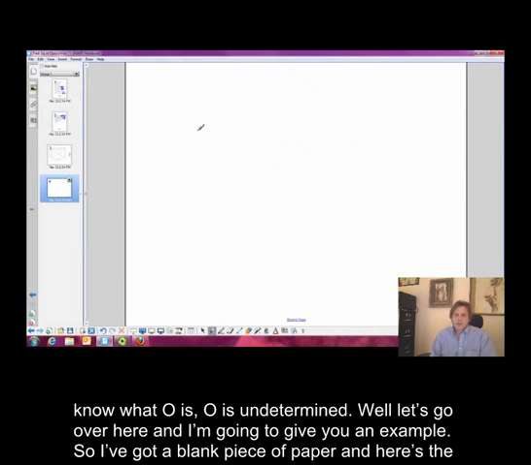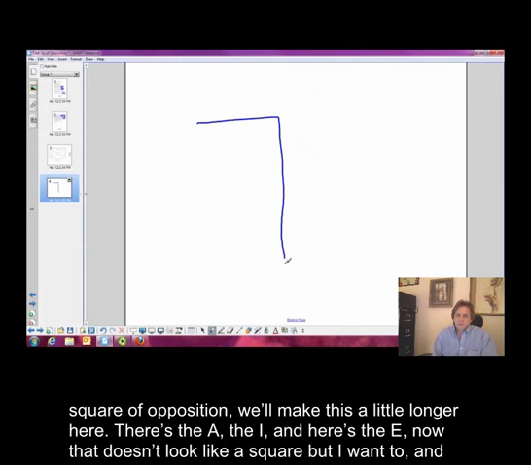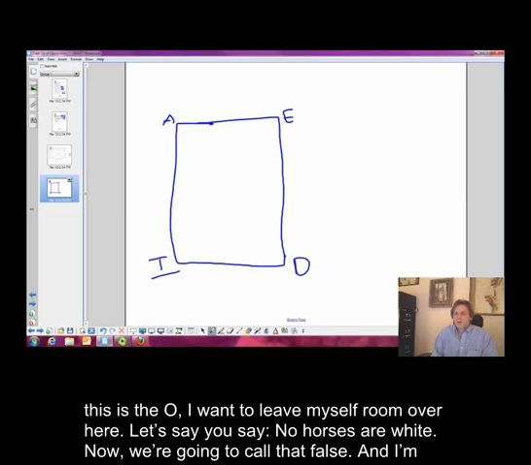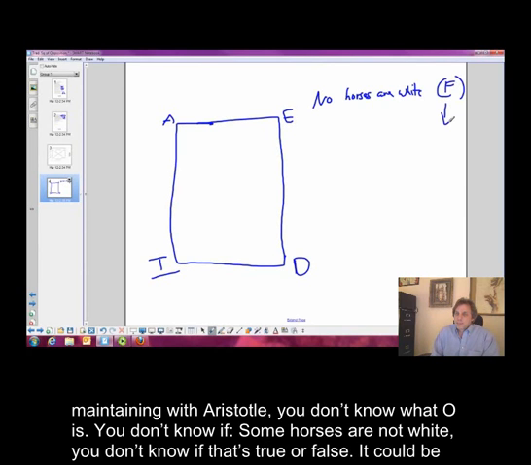So I got a blank piece of paper, and here's the square of opposition. We'll make this a little longer here. There's the A, the I, and here's the E. Now that doesn't look like a square, but this is the O. I want to leave myself room over here. Let's say you say no horses are white. And we're going to call that false, right? And I'm maintaining with Aristotle that you don't know what O is.